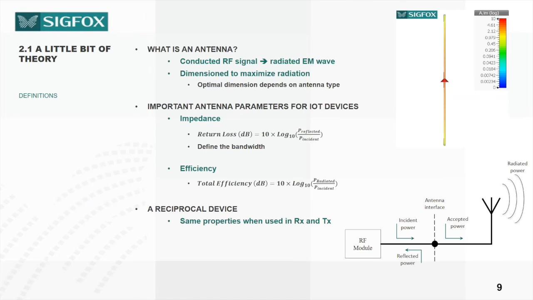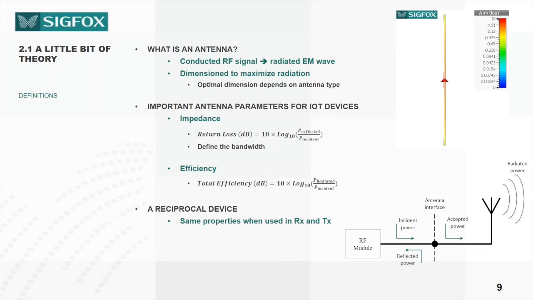So let's start with the best part, a little bit of antenna theory. So this is going to be very light, but it's necessary to understand what is following. So first, what is actually an antenna? Obviously an antenna is the component that will convert the conducted RF signal into a radiated electromagnetic wave.